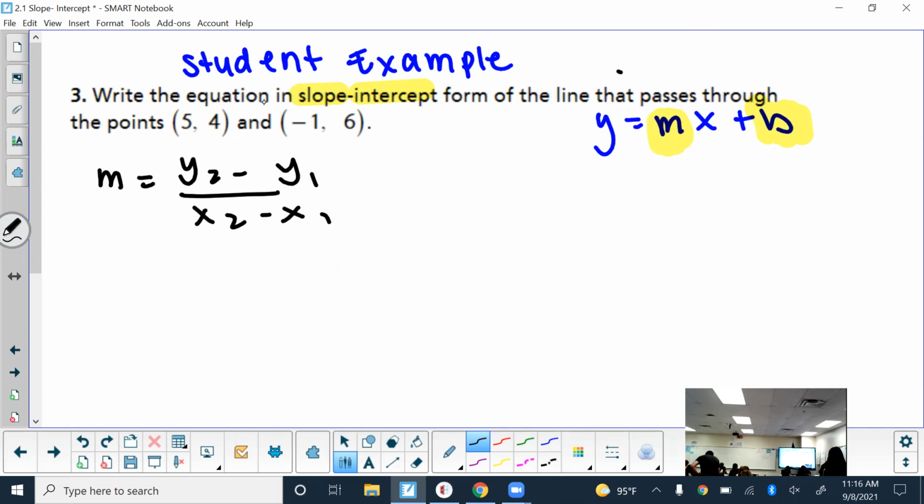All right, so then label one of them as x1, y1. Does it matter?